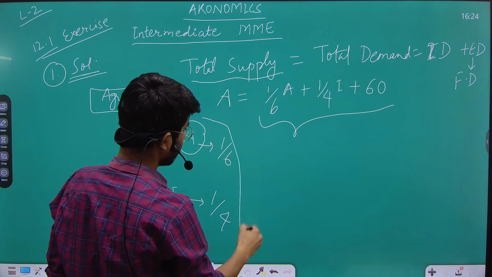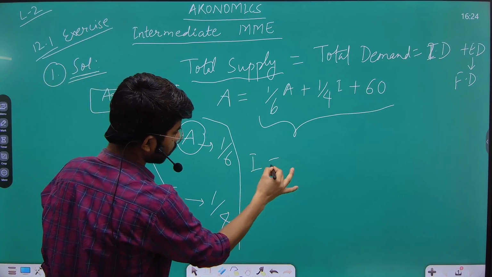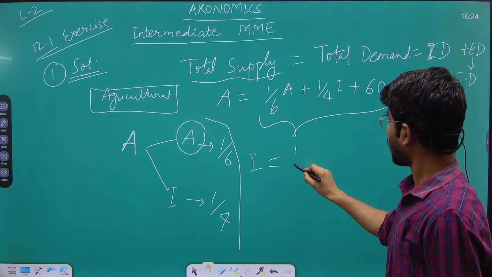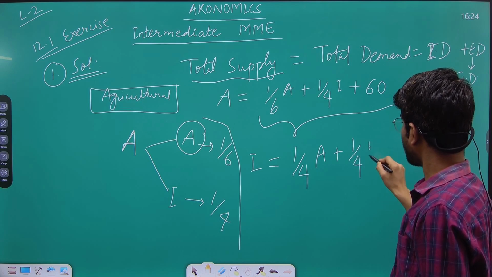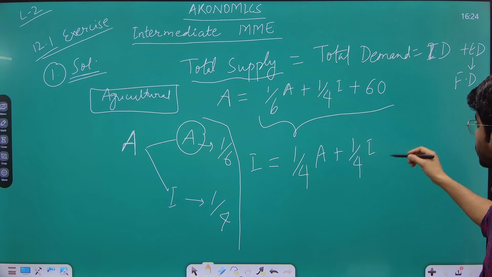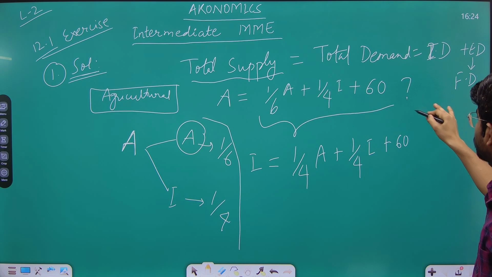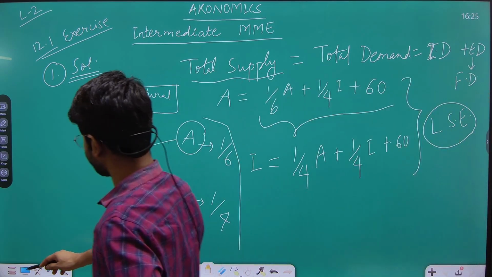Similarly, you will have total demand of industry I. So if you look at the question, you will see I would be equal to 1/4 A plus 1/4 I. In this case also the external demand is 60. So it will be the same, and combining these two equations you will call it the Leontief system of equations. Okay? Just note it down. Now coming on to the second part of this question.